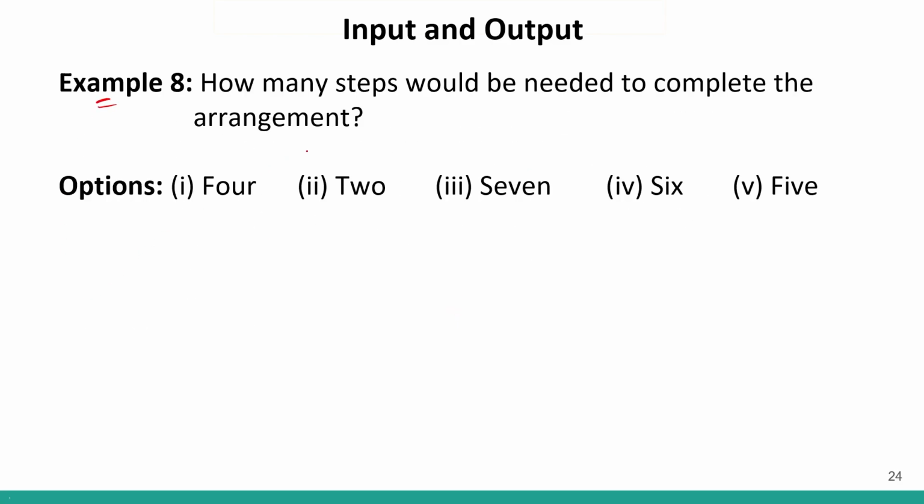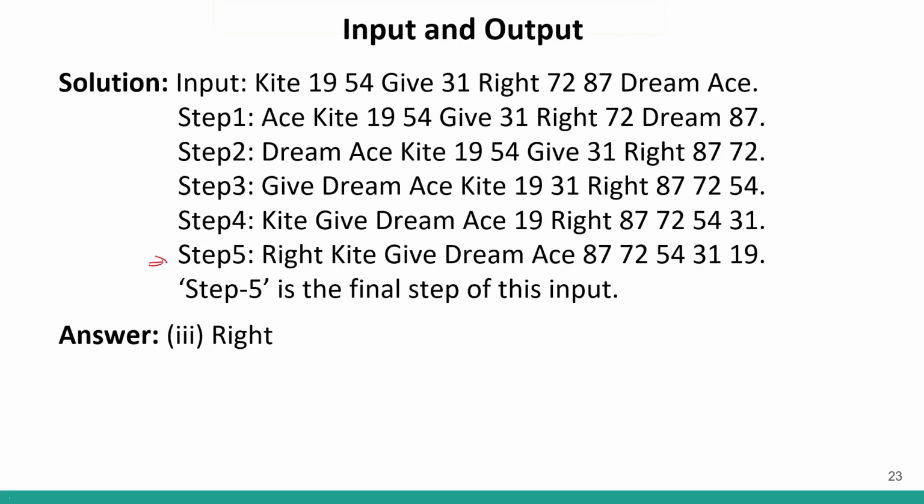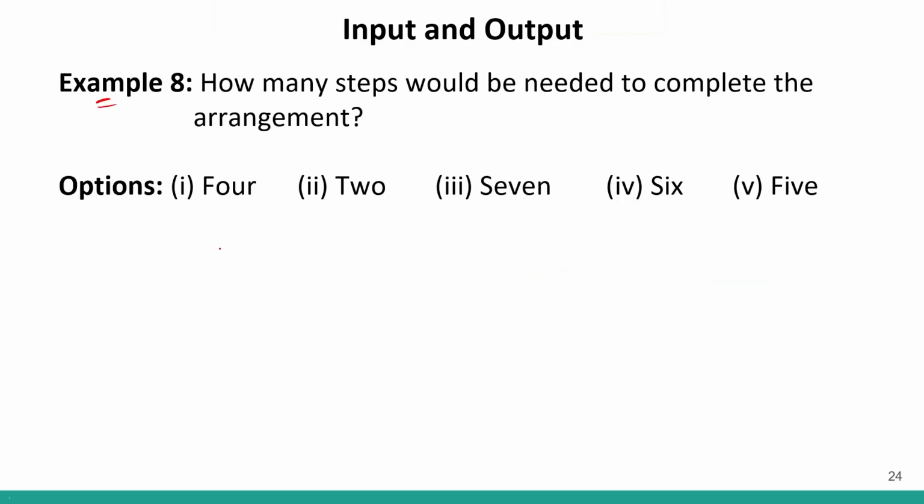Example number 8. How many steps would be needed to complete the arrangement? This we have already found out, that we needed in total 5 steps. So this was the arrangement. Step 5 was the final step. How did we find out this was the final step? Because in this all the words were arranged in decreasing alphabetical order from left to right, and all the numbers were also arranged in decreasing order. So when we achieved this arrangement, it was considered the final step. So in totality, we needed 5 steps to complete this particular input and output question. So the answer will be option number 5. 5 steps would be needed to complete the arrangement.